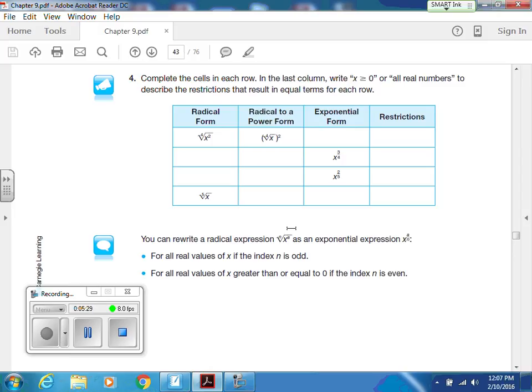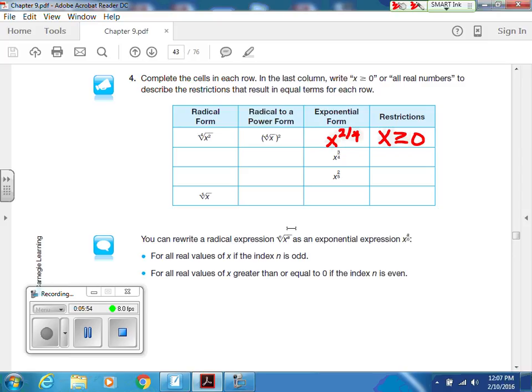So, if you have the fourth root of x squared, what would that be as a fraction? X to the 2/4. Okay. Now, does that one have any restrictions? Can I put negatives under here? It's a fourth root. Can I put negatives under there? No, you cannot. So the restriction would be that x has to be greater than or equal to 0.